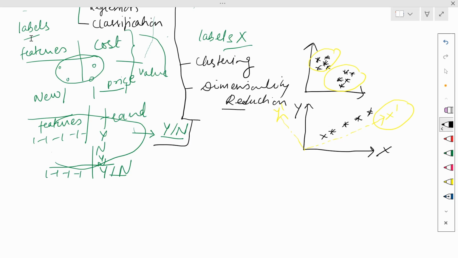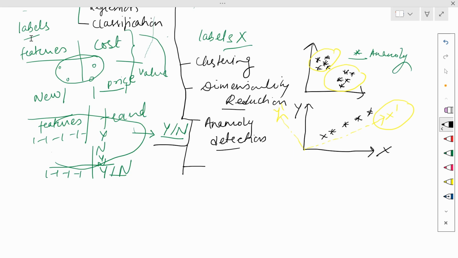The third category is anomaly detection. Anomaly detection helps in finding any anomalies in the data. For example, if this is the data and we have some point here, clearly this point is not nearby any of the existing points. So we can say this is an anomaly.